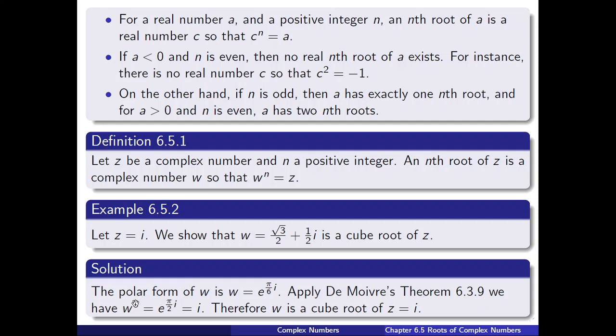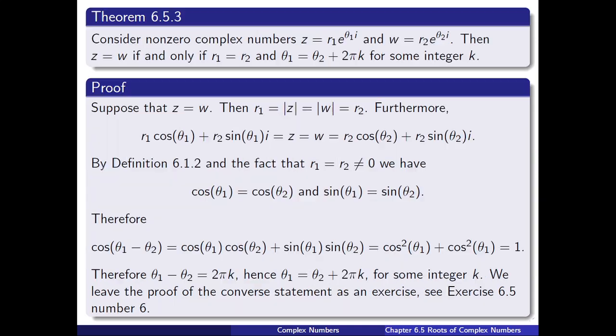We will have w to the power 3, because we are trying to satisfy that. w to the power 3 is equal to e to the 3 times pi over 6, which is pi over 2 i. And if we then do the exponential of pi over 2 i, we see that that is equal to i, and therefore w is a cube root of i. So that's our example there.